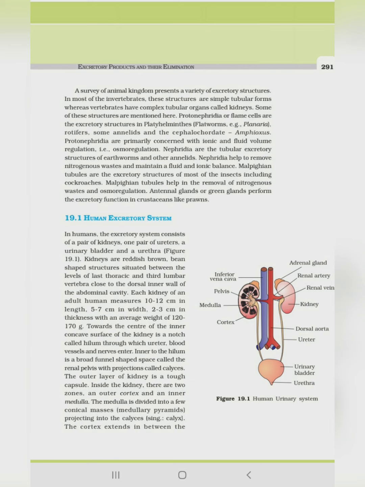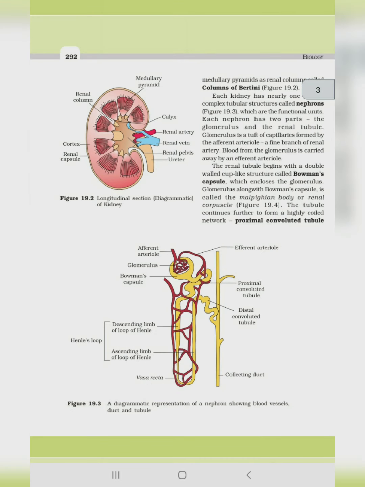Inside the kidney, there are two zones, an outer cortex and an inner medulla. The medulla is divided into a few conical masses called the medullary pyramids, projecting into the calyces, or the singular form is calyx. The cortex extends in between the medullary pyramids as renal columns called columns of Bertini, which can be seen in figure 19.2.